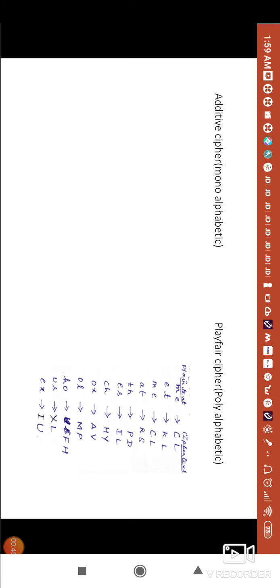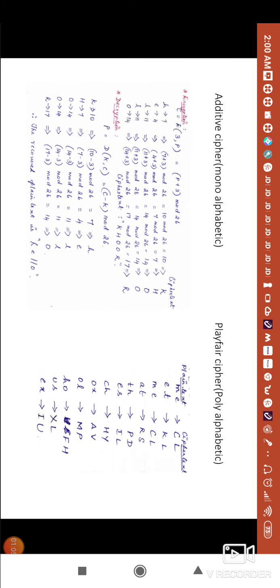So what is the difference between monoalphabetic cipher and polyalphabetic cipher? The polyalphabetic cipher example is the Playfair cipher, and the monoalphabetic cipher example is the additive cipher. It is called polyalphabetic because more than one character is encrypted at a time, whereas in the Caesar cipher each and every character is encrypted one at a time. A single character is encrypted, so that's why it's called monoalphabetic, whereas in polyalphabetic, more than one character is encrypted at a time.